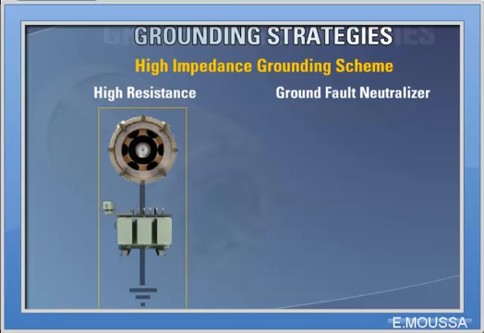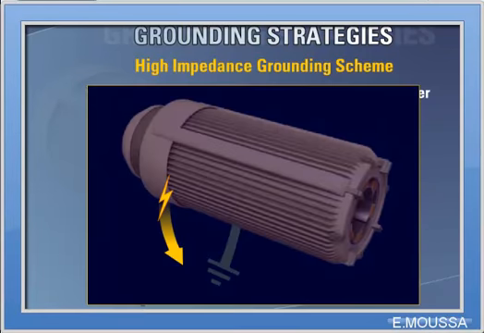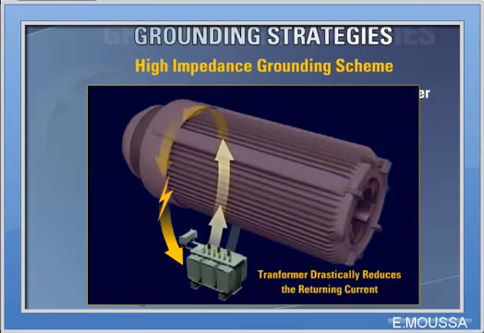Let's look at a ground fault within a generator using the high resistance scheme. As fault current flows to ground, the transformer will drastically reduce the level of fault current. Therefore, the amount of fault current flowing back into the generator is also greatly reduced. This means that the damage that could occur to the generator during a ground fault will be far less. Generally, high impedance schemes limit the primary current to between 3 to 25 amps.